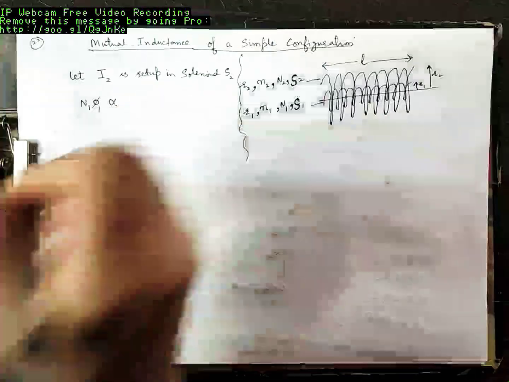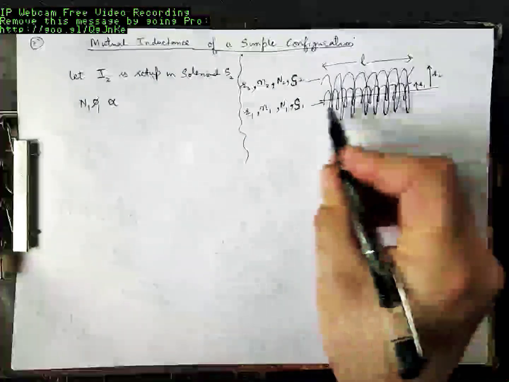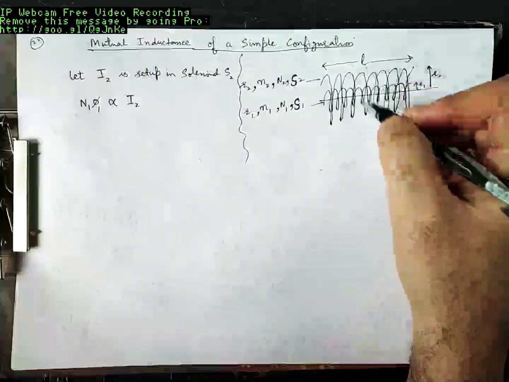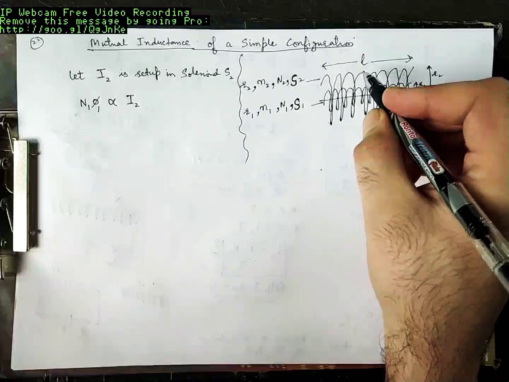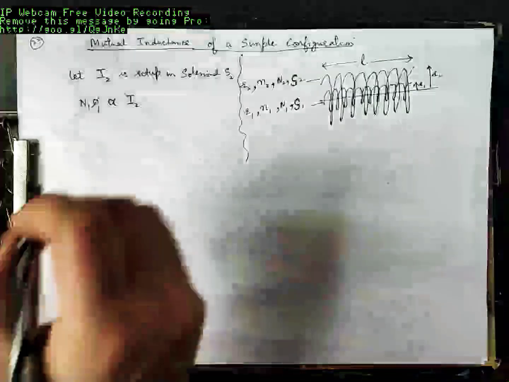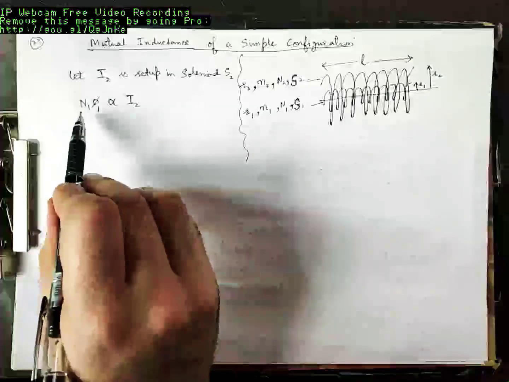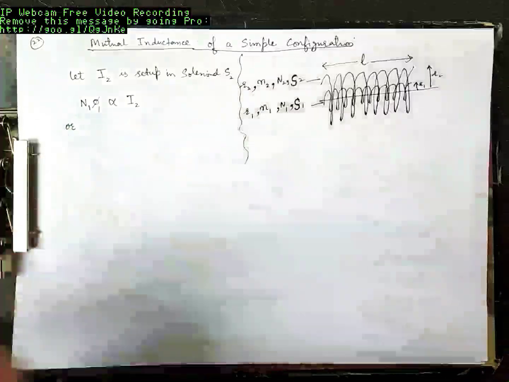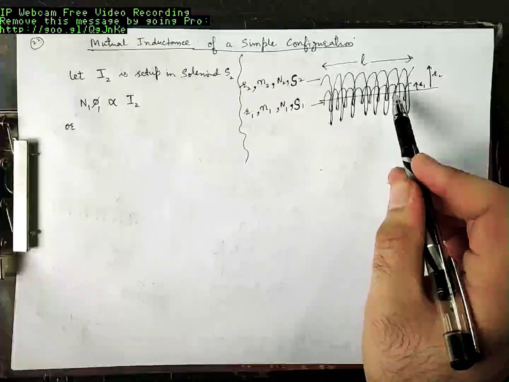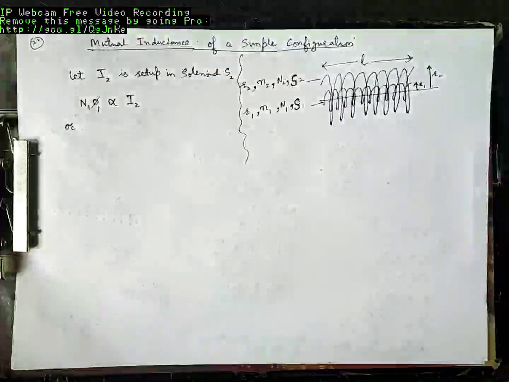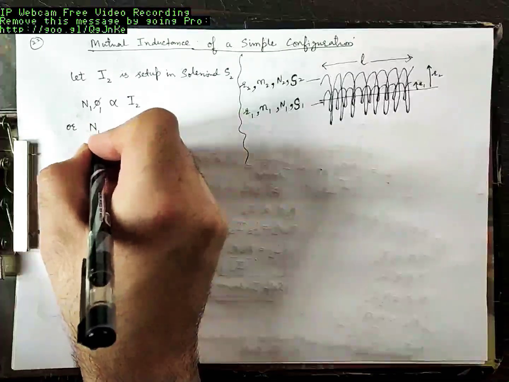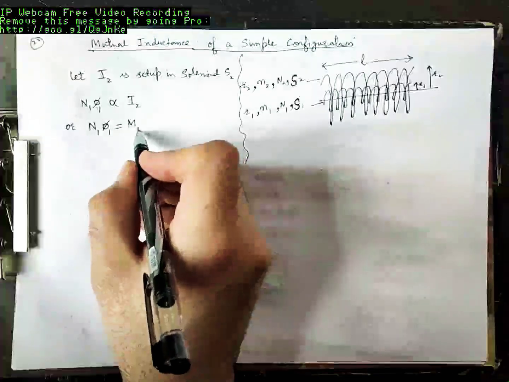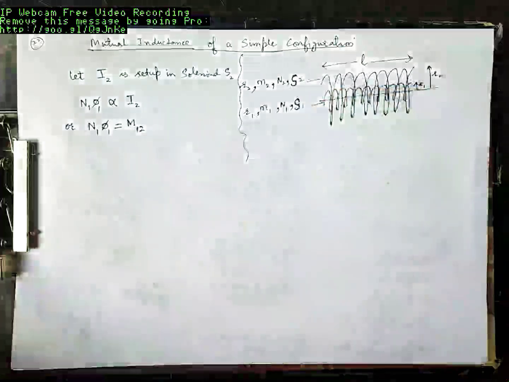is directly proportional to current I2 that is passing through solenoid S2. The more the current in solenoid S2, the more the flux through S2 and hence the more the flux through S1 also. Since we want to calculate flux through S1, N1 phi 1 is directly proportional to I2. From the last lecture we also know, since we are calculating flux through coil S1 because of current in solenoid S2, this is the case of mutual inductance. So the constant of proportionality will be the mutual inductance M, where N1 phi 1 equals M12 into I2, the mutual inductance of 1 with respect to 2, since current is flowing in 2.